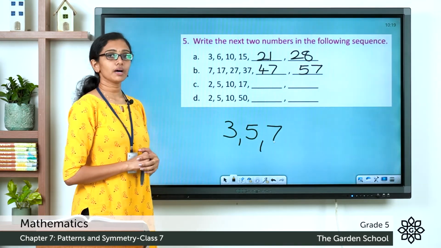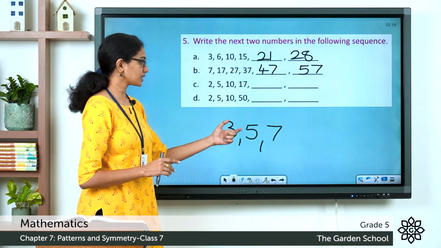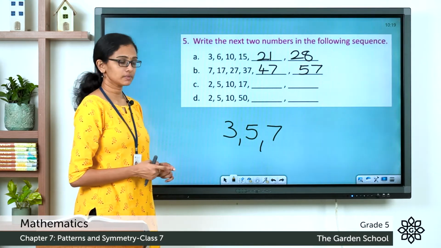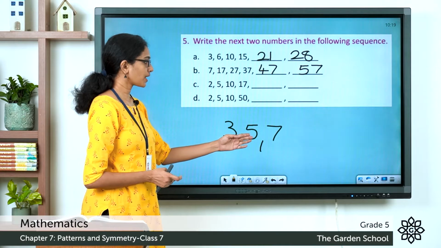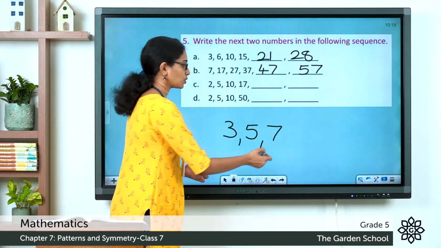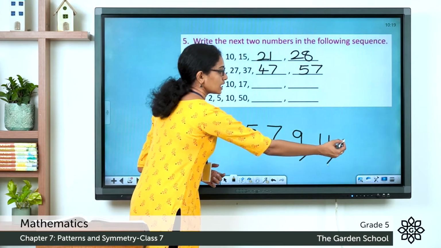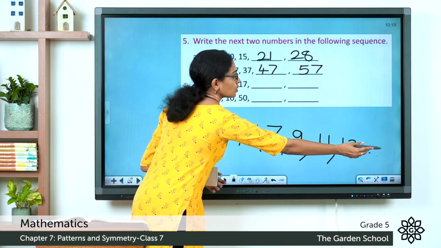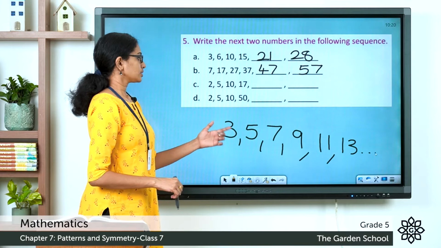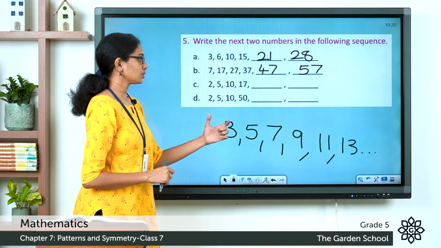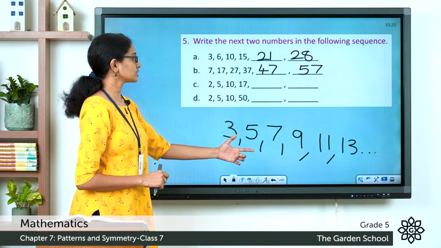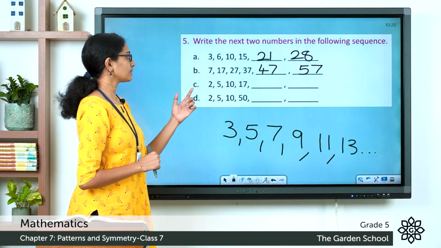So for the next number, see, the differences between the numbers form a pattern. 3 plus 2, 5, 5 plus 2, 7, and the next would be 7 plus 2, 9, then 9 plus 2, 11, 11 plus 2, 13, and it will go on like that. So this is the pattern with the difference of the numbers in the given question.